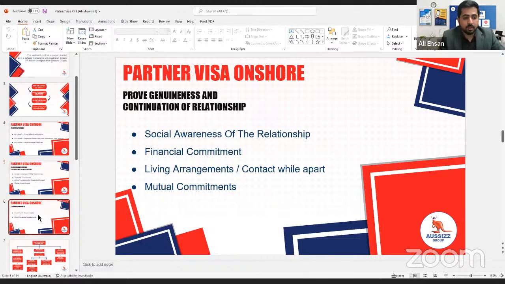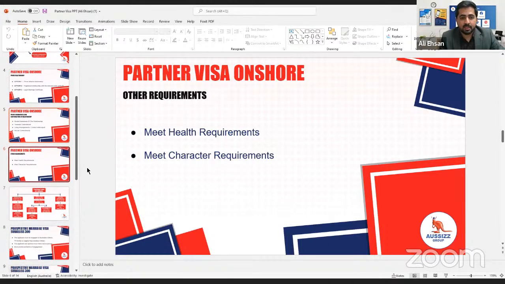Now, other than that, there are certain other partner visa requirements, let's say health and character. Both the sponsor and the applicant must meet character requirements, and the applicant has to meet health requirements. So that's in addition to that.